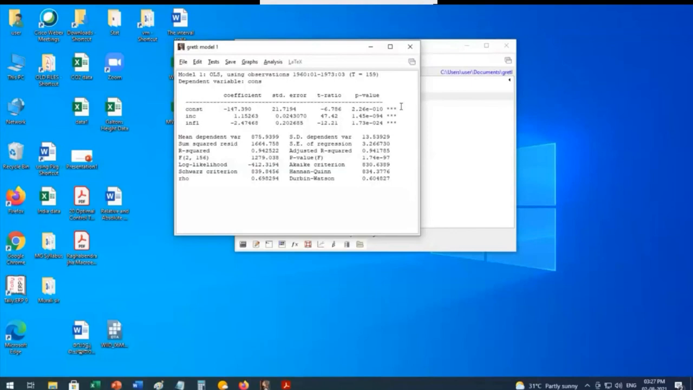Now, whether our coefficient is significant or not is easily identifiable in regression results. That is, if it is significant, then there will be at least 1 star along with a coefficient. So at least 1 star. 1 star means 10% significant. 2 stars, 5% significant. 3 stars, 1% significant. No star means that particular coefficient is not significant. So here all the 3 are significant.